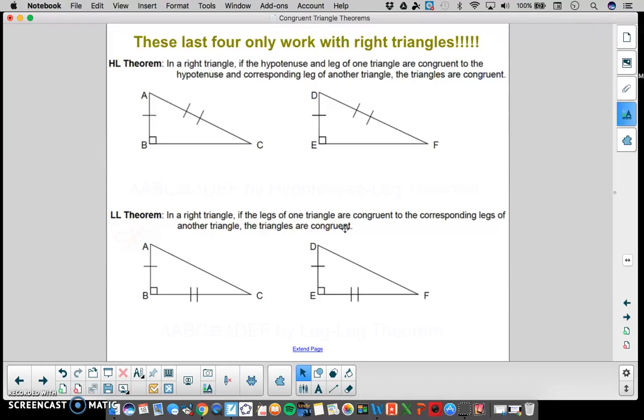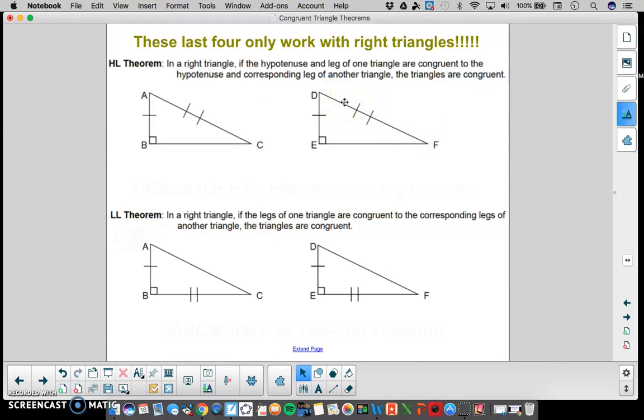The first of these is called Hypotenuse-Leg, which means once we're given a set of right triangles, we look for the hypotenuse of each of those, which is the side across from the right angle. It's always the longest side of a right triangle. In this triangle, the hypotenuse would be AC. In this triangle, the hypotenuse is DF.